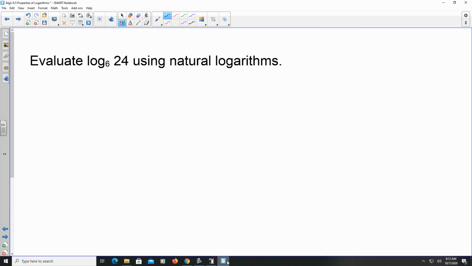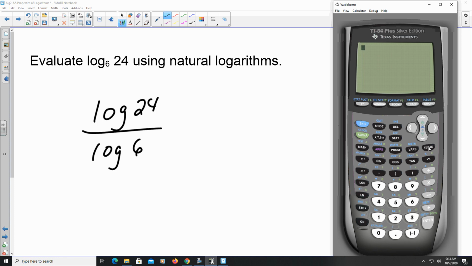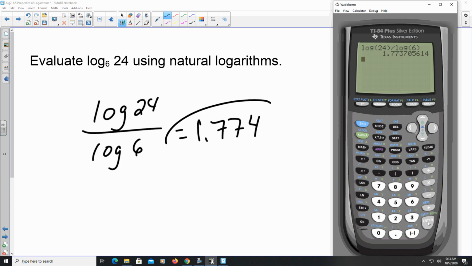Again, same idea. You have this one here. I want to rewrite this, so it's just log of 24, because I want it to be a base of 10, divided by log of 6. So I can just type in log of 24 divided by log of 6, and I should get a result of roughly 1.774.